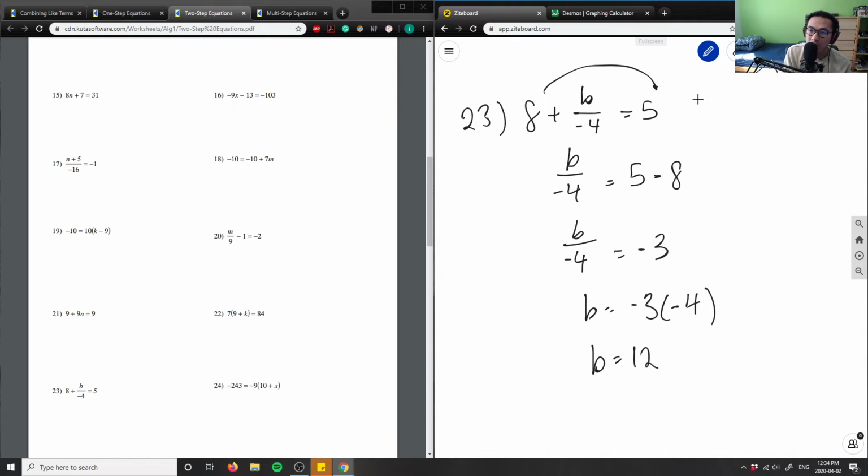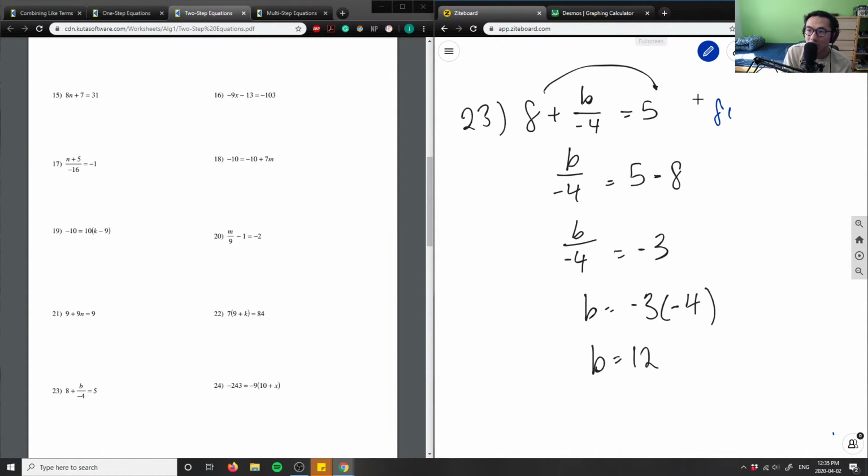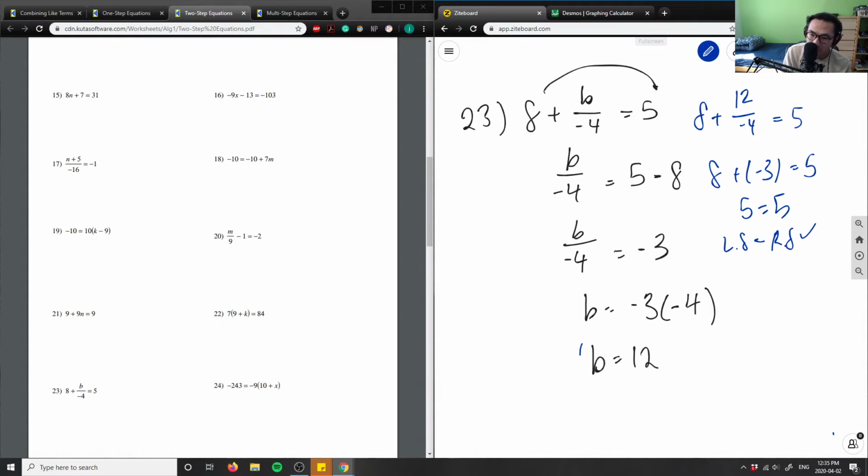And I can always check. So I can do 8 plus b, which is 12, divided by negative 4 equals 5. 8 plus 12 divided by negative 4 here is minus 3, right? 8 plus minus 3 indeed equals 5, and left side equals right side. Therefore, b equals 12 is my correct answer.